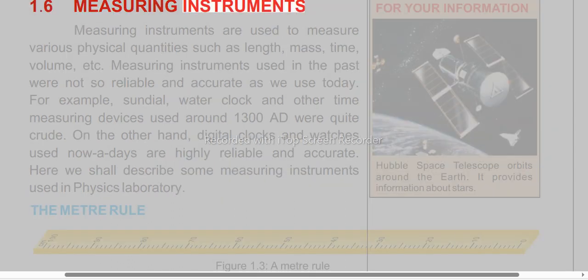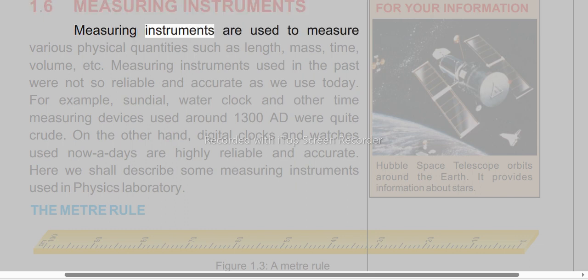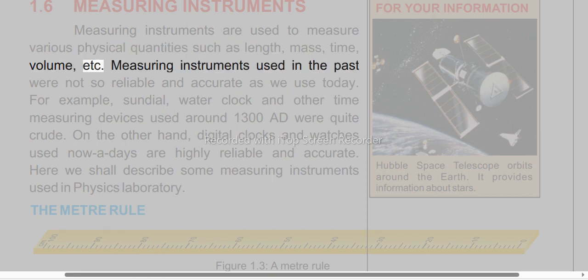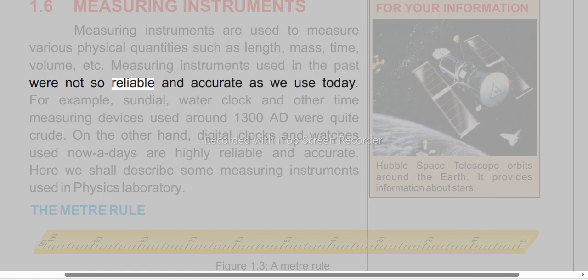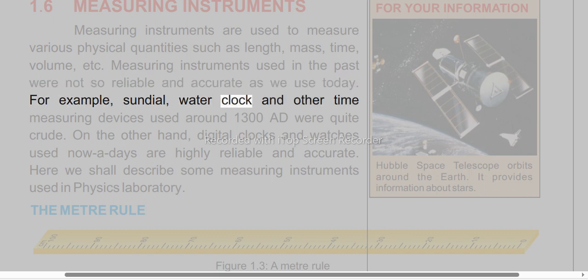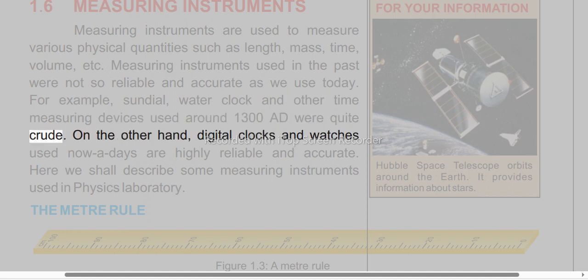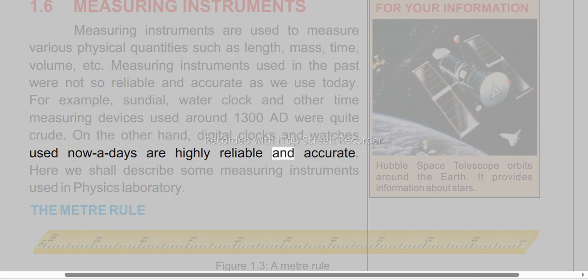1.6 Measuring instruments. Measuring instruments are used to measure various physical quantities such as length, mass, time, volume, etc. Measuring instruments used in the past were not so reliable and accurate as we use today. For example, sundial, water clock and other time measuring devices used around 1300 AD were quite crude. On the other hand, digital clocks and watches used nowadays are highly reliable and accurate.